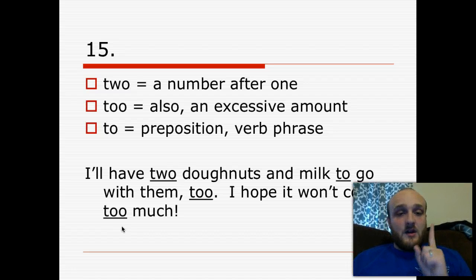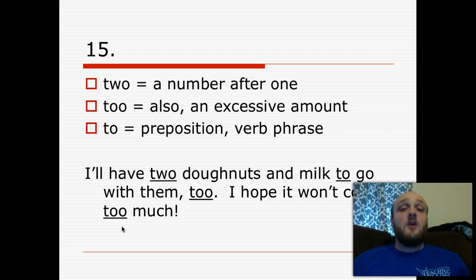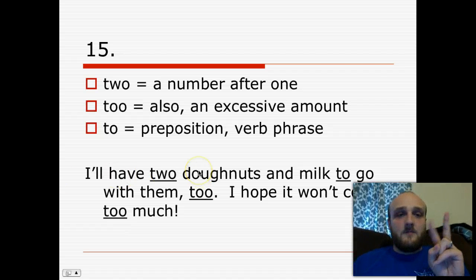T-O-O is also, or an excessive amount. T-O, with just one O, is the preposition, or the verb, okay? It's something, a verb. To go, to be, to sit, I'll go to sing, that kind of stuff, okay? And then the number 2 is T-W-O.